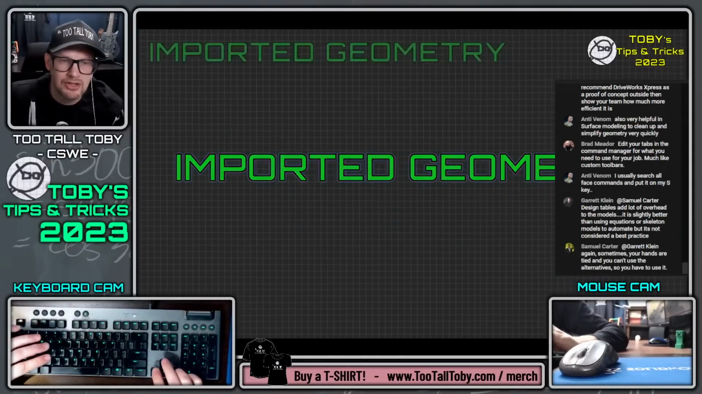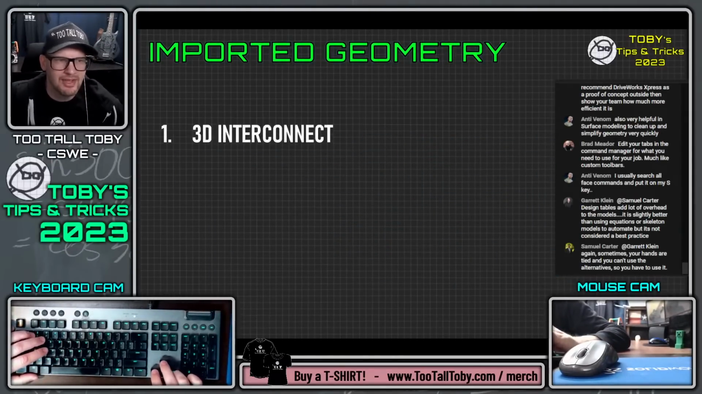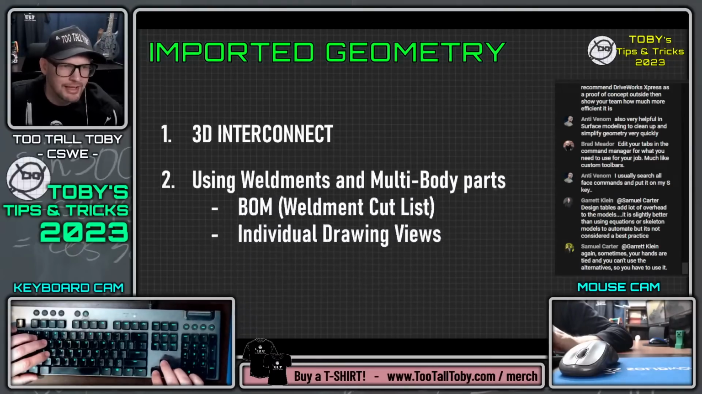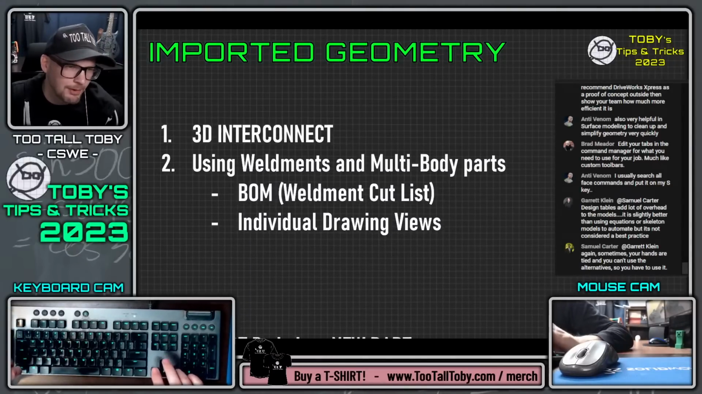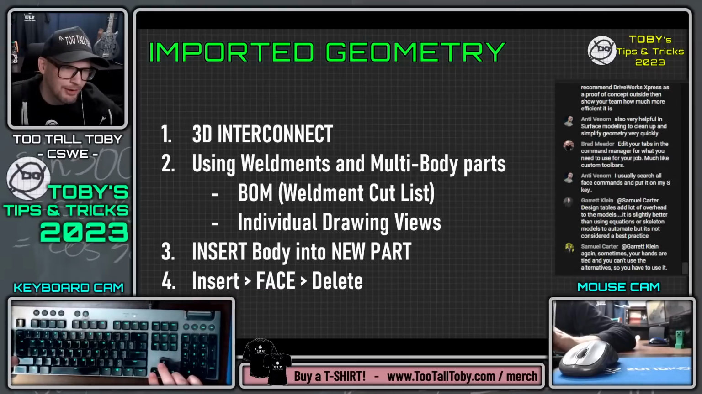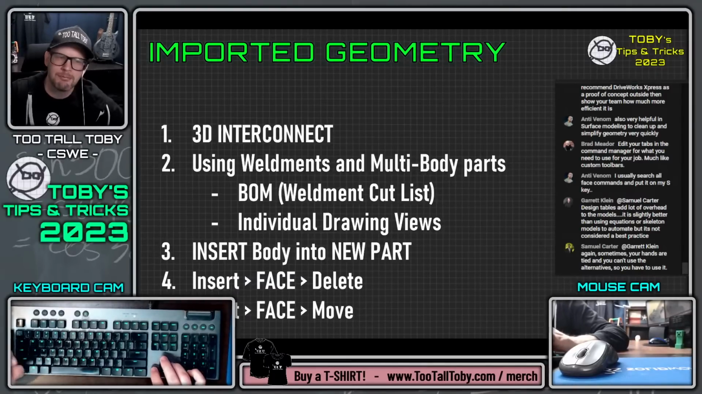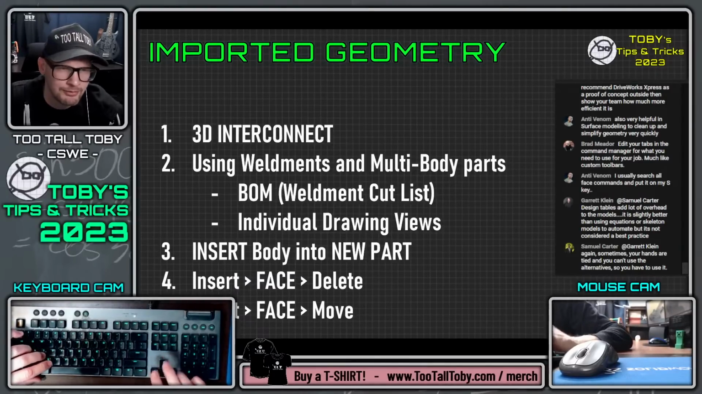So that's the end of that section of the presentation, the imported geometry section. We talked about 3D interconnect. We talked about using weldment and multi-body parts. We talked about insert body into new part. We talked about insert face delete. And we finished off by talking about insert face move.